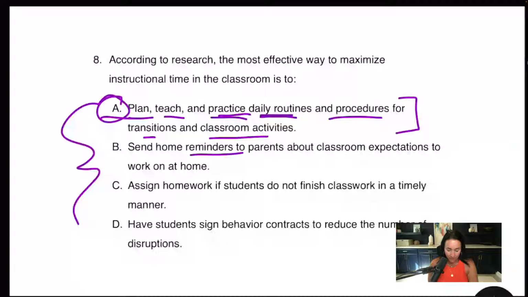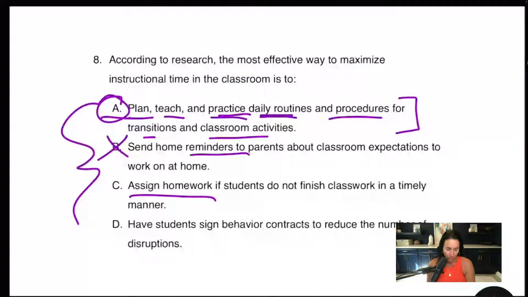B, send home reminders to parents about classroom expectations. No, bad answer. Do we do that? Yes, of course. We send home, hey, just a reminder, students need to come to school with their binders. Students need to have pencils. Students need to act properly. But it's not the parents' job to do it. And I understand parents need to instill behaviors in their students and stuff like that. But on this test, we have to manage the classroom ourselves. Okay. Do we call home in real life? Absolutely. On this test, don't choose it as an answer.